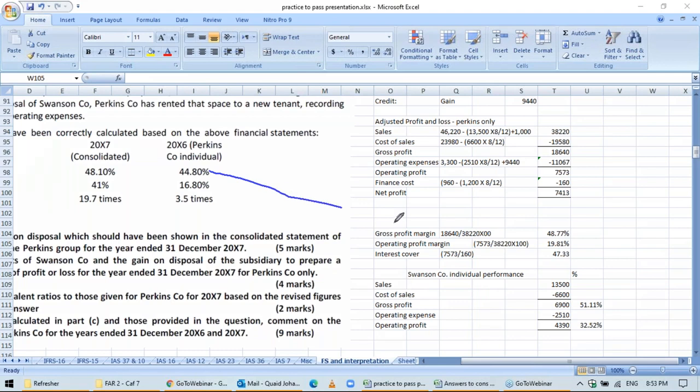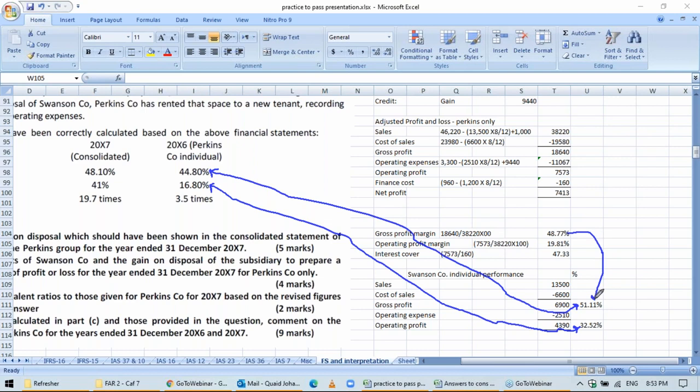Compare the Perkins gross profit margin with Swanson's. It looked like Swanson was a better company, and the operating profit margin is very high. See, 32.52%. And what was the 2006 figure of Perkins? It was 16.8%. Then what about 2007? If you compare the 2007 figures, then again Perkins is 48.7% and Swanson is 51.1.